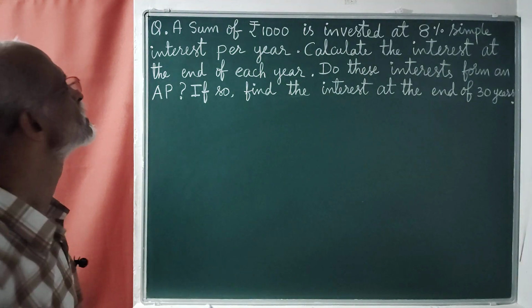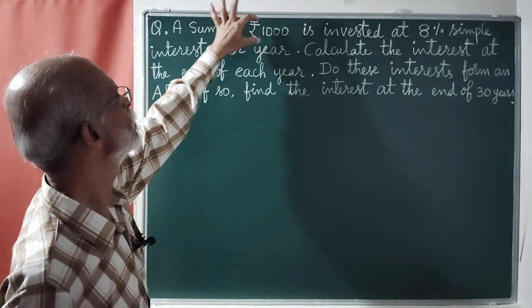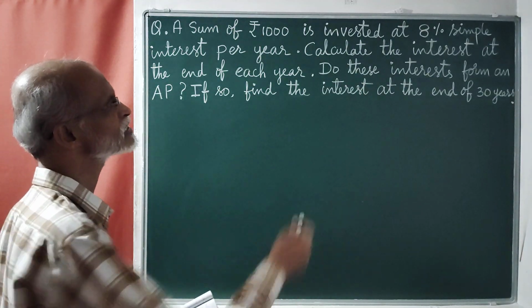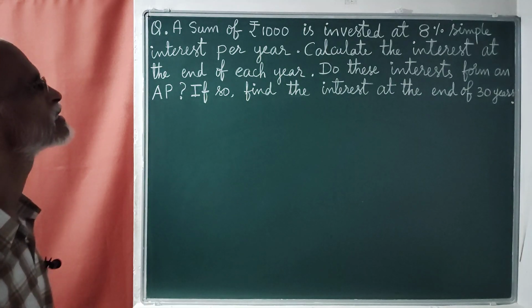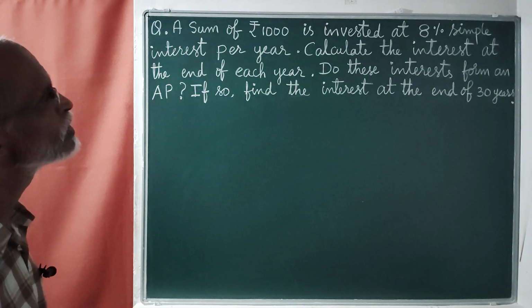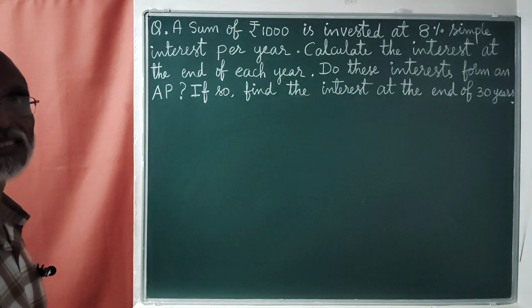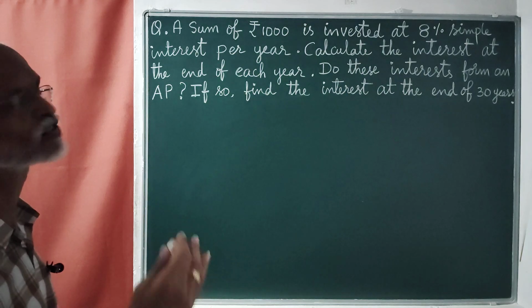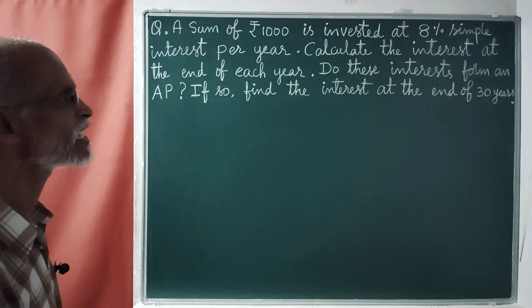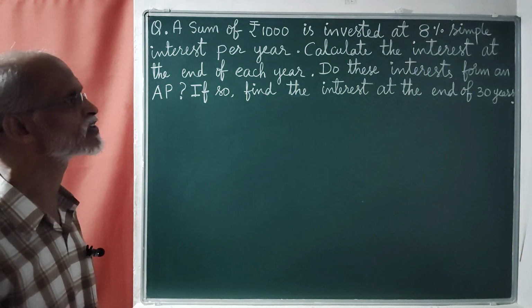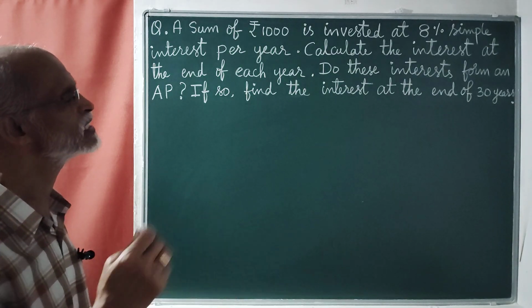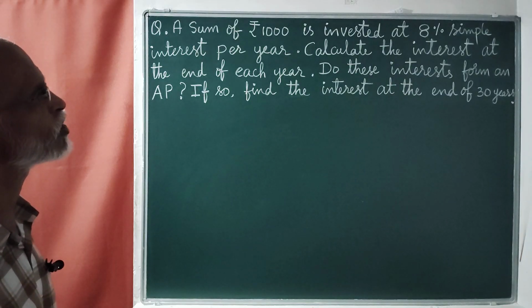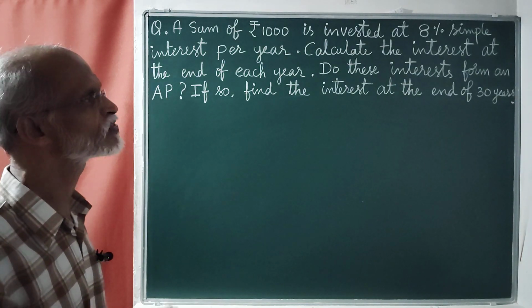So here, this is the principal amount 1000 rupees. Rate of interest is 8%, and it is simple interest. We have to calculate the interest at the end of each year, and we have to check whether these interests form an AP. So we have to check for a common difference. If there is a common difference between the interests of the years, then they form an AP. Then at the end, we have to find out the interest at the end of 30 years.